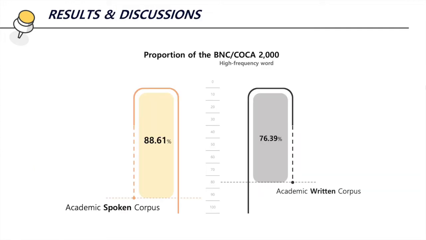So let's move on to the results of the corpus analysis in answer to the first and second research questions. As you can see, high-frequency words took up 88.61% of the academic spoken corpus and 76.39% of the academic written corpus. This indicates high-frequency words made up a much larger proportion of words in academic spoken English than in academic written English.